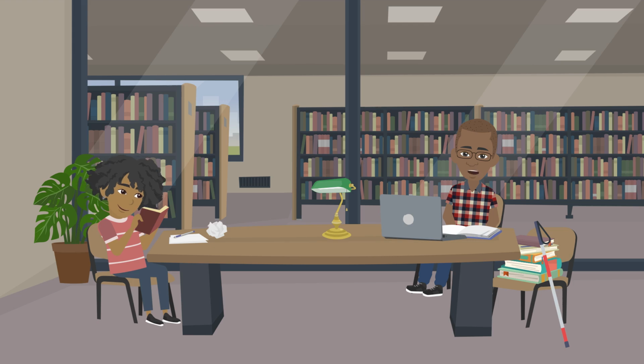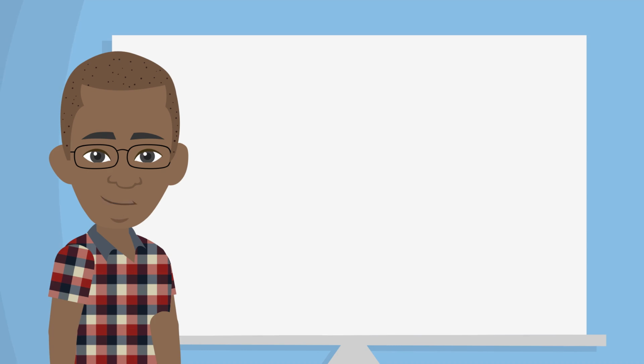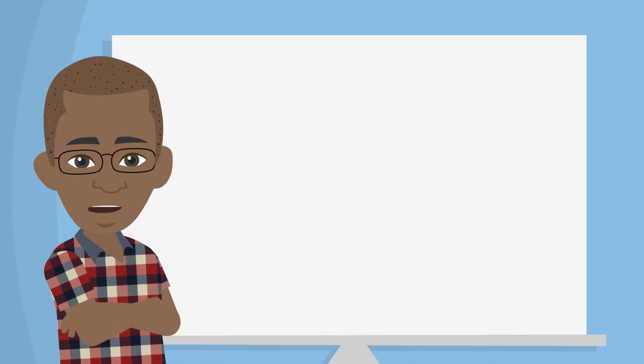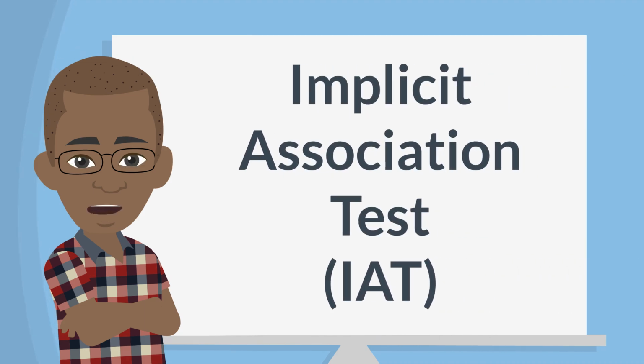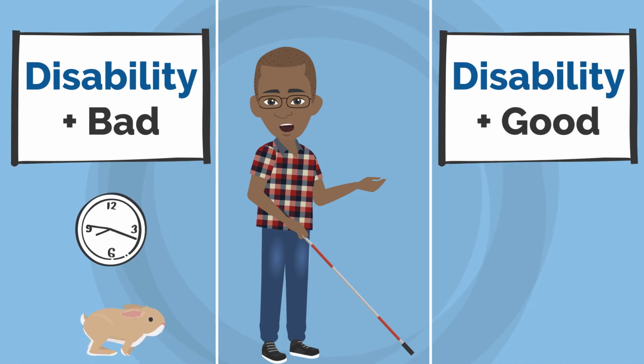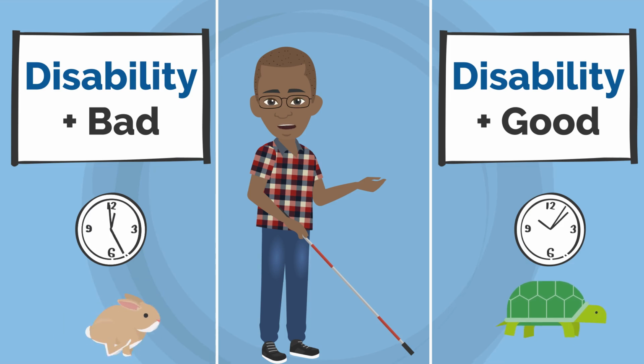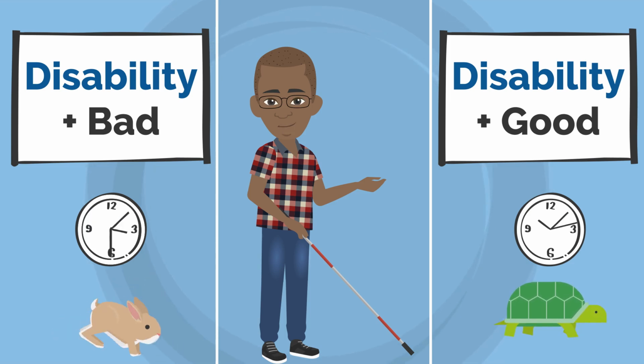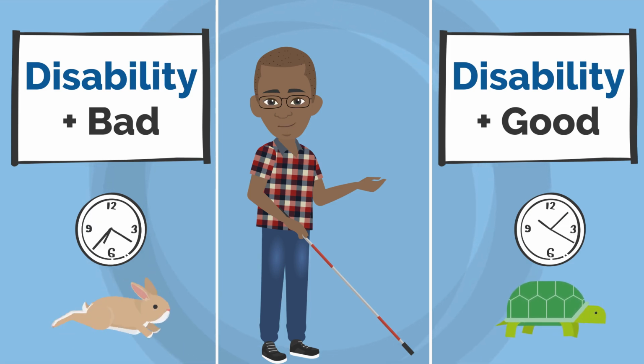Research hasn't always done a great job looking at intersectionality, especially when it comes to implicit attitudes, which are hidden feelings. For example, there's a popular tool that looks at implicit attitudes, called the Implicit Association Test, or IAT for short. It gives people words and pictures and asks people to choose where they go, as quickly as possible, using buttons on the keyboard. For example, when choosing where pictures related to disability go, people usually are faster when disability is put with bad, and slower when disability is put with good.